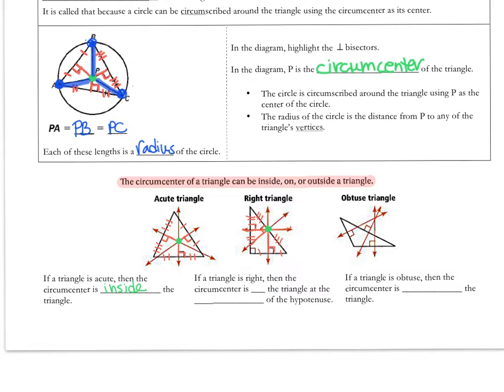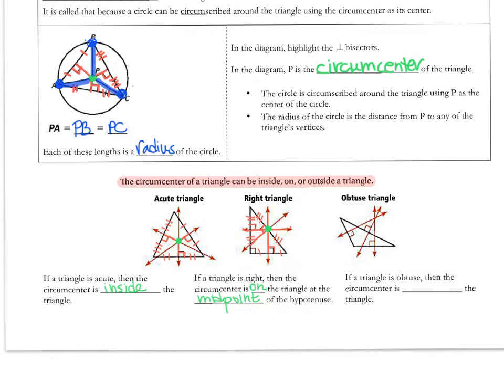Now, if it's a right triangle, the circumcenter actually lies on the triangle, and it will be at the midpoint of the hypotenuse. You can tell that's the midpoint because since this was a perpendicular bisector, that divides those segments into congruent parts. So this is the midpoint of the hypotenuse of the triangle. Now remember that this would be the center of a circumscribed circle. So we can draw a circle around the acute triangle, or around the right triangle, or around an obtuse triangle.